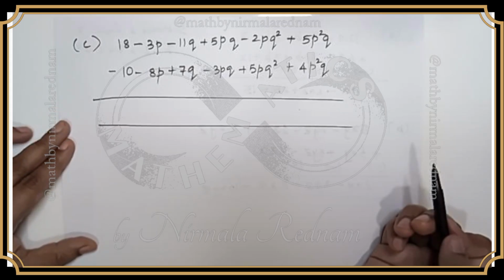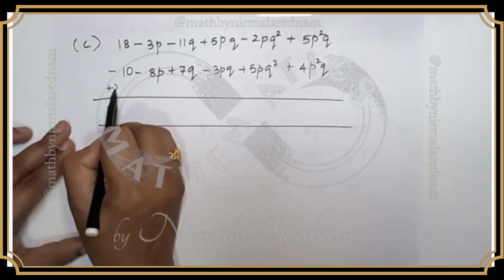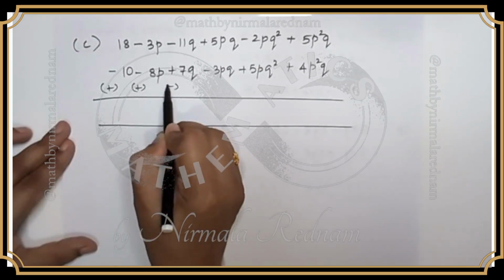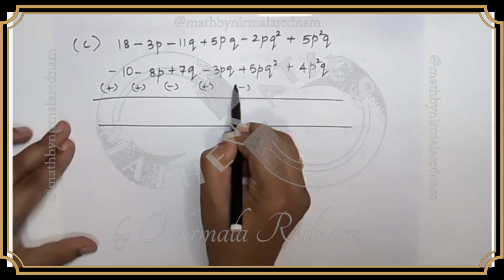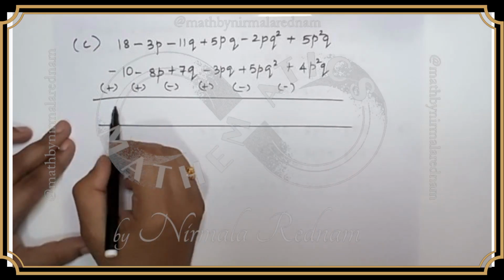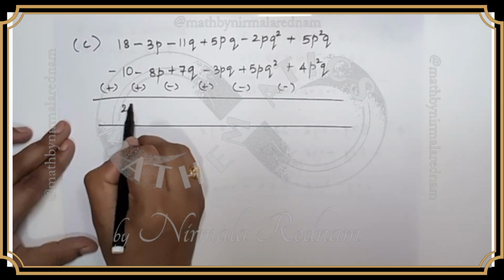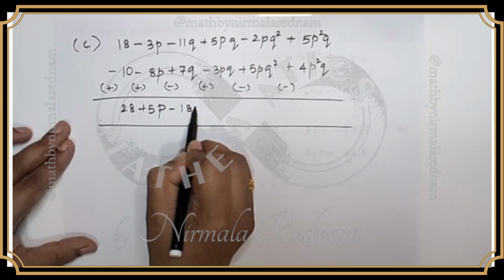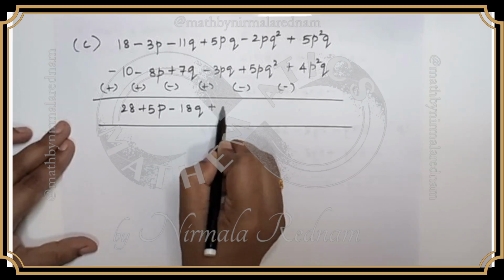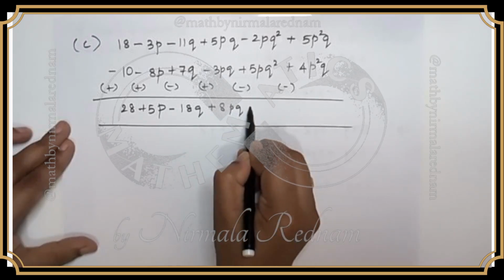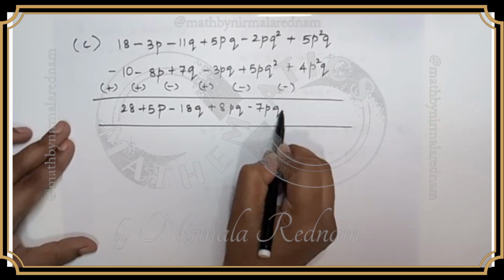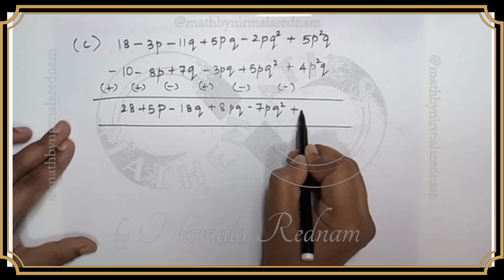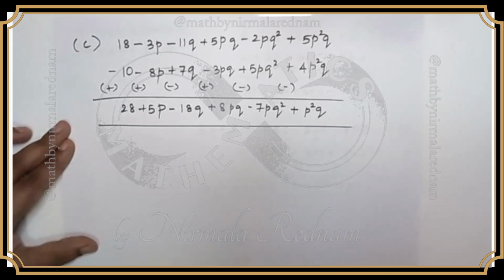Now here, first I'm going to change the signs, right? So I have 28 plus 5p minus 18q plus 8pq minus 7pq square plus p square q, right?